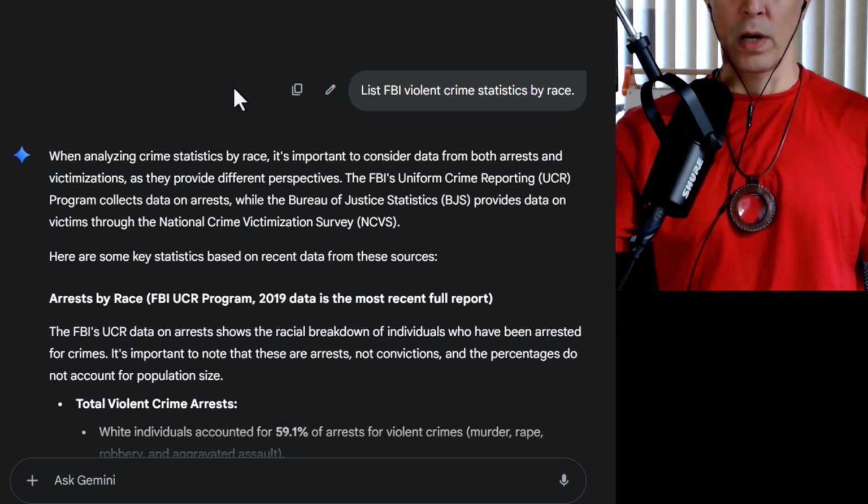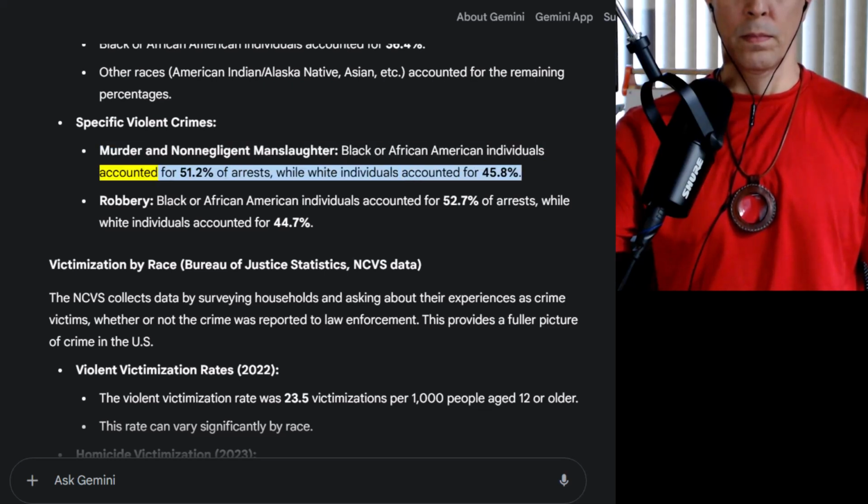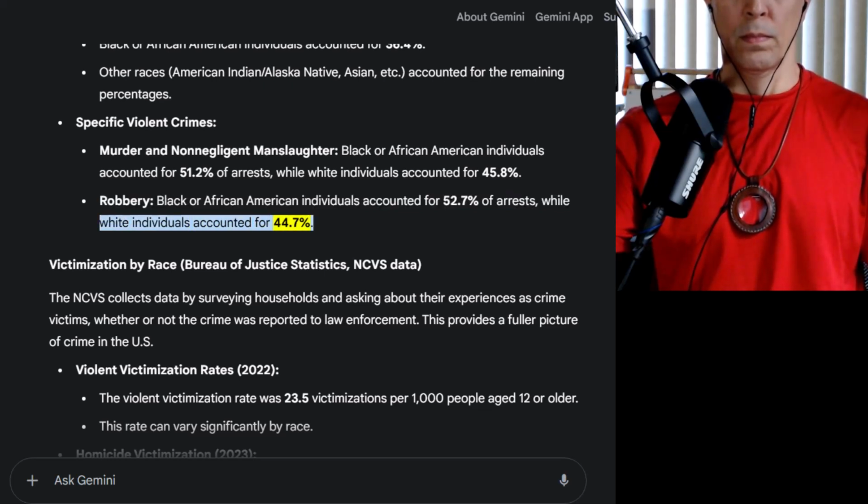List FBI violent crime statistics by race. Murder and non-negligent manslaughter. Black or African American individuals accounted for 51.2% of arrests, while white individuals accounted for 45.8%. Robbery. Black or African American individuals accounted for 52.7% of arrests, while white individuals accounted for 44.7%.